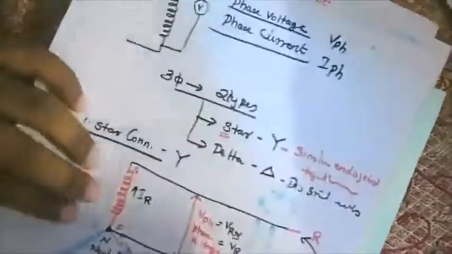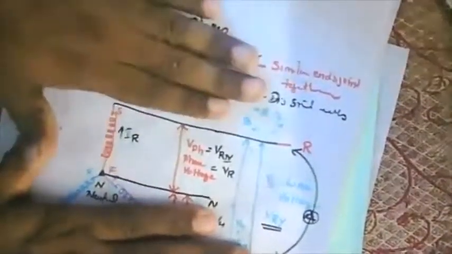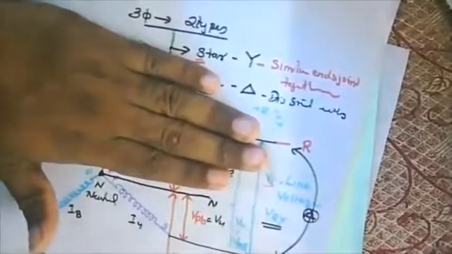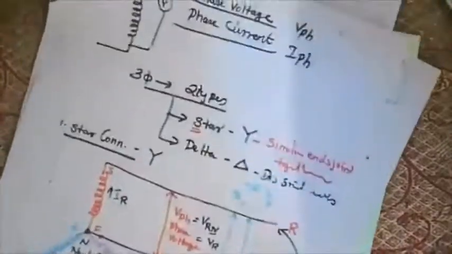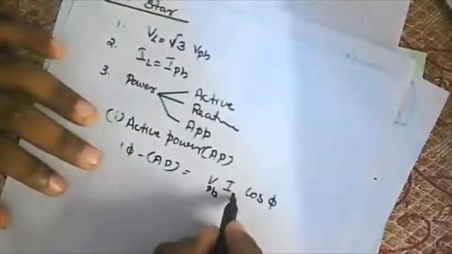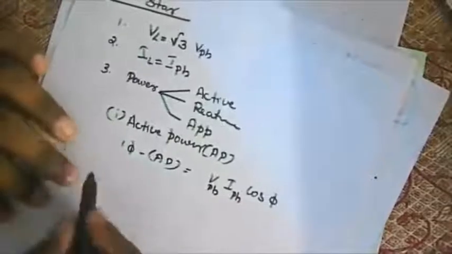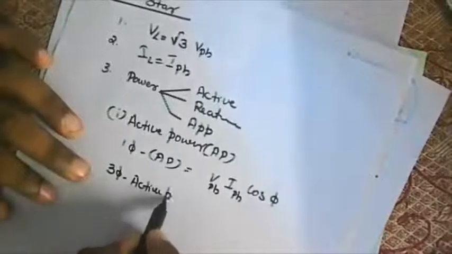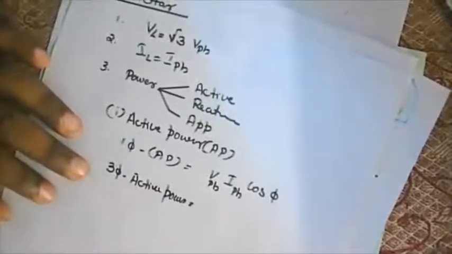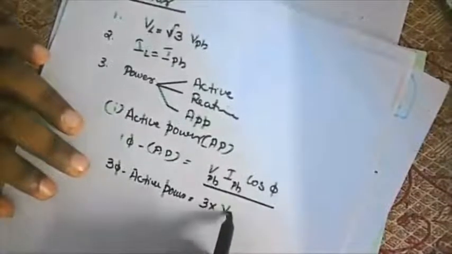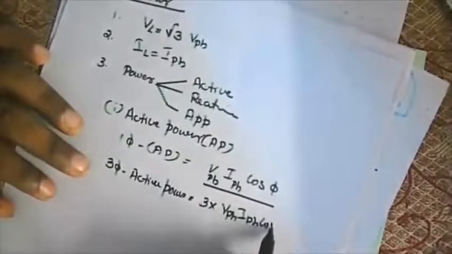Inside this, if I take the connection in this one, see, if I take across R and N, it is a single phase supply. Similarly, across Y and N, it is again another single phase supply. So instead of this V, I can replace it with V phase, and I with I phase. Then in the case of three phase, how will it be? Three phase active power is equal to, one coil gives this much, so with three coils how much will we get? 3 into V phase into I phase into cos phi.